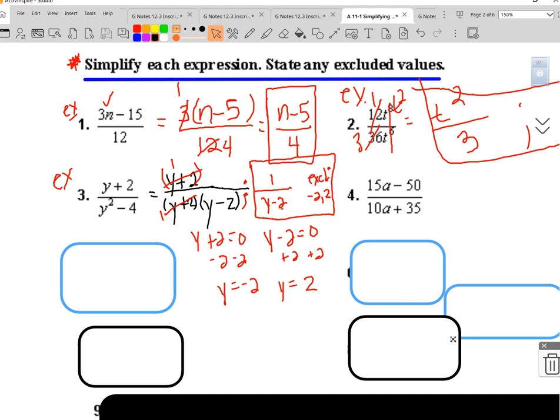Let's do number 4. Are we going to be able to do some of our homework this week? No, you don't have that as homework. That's only 11 problems.